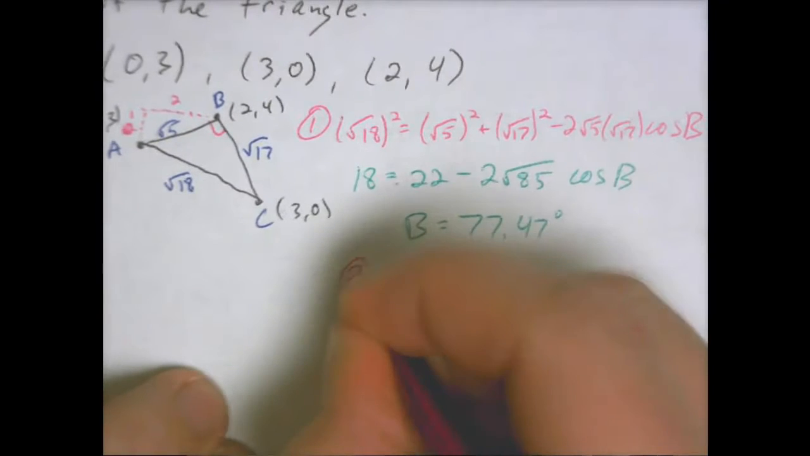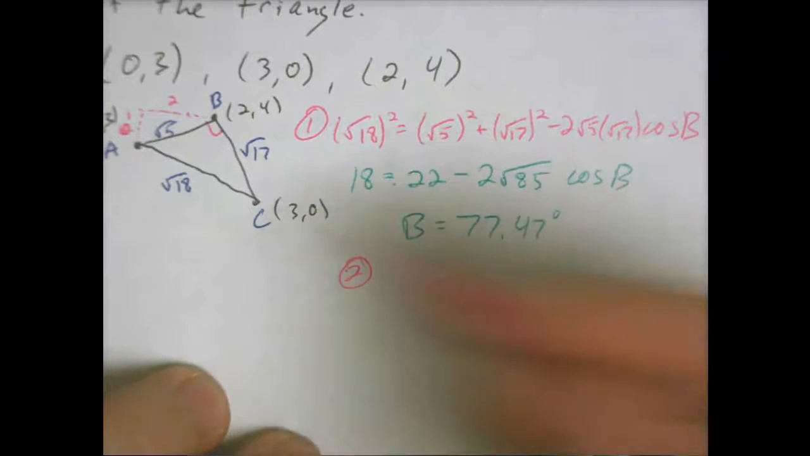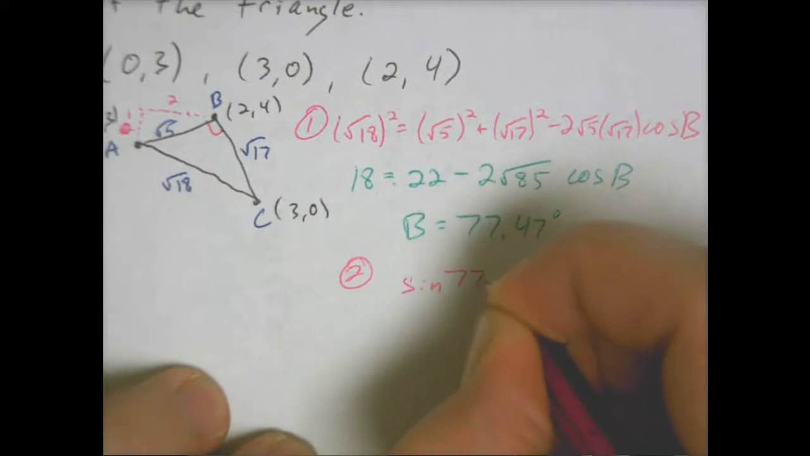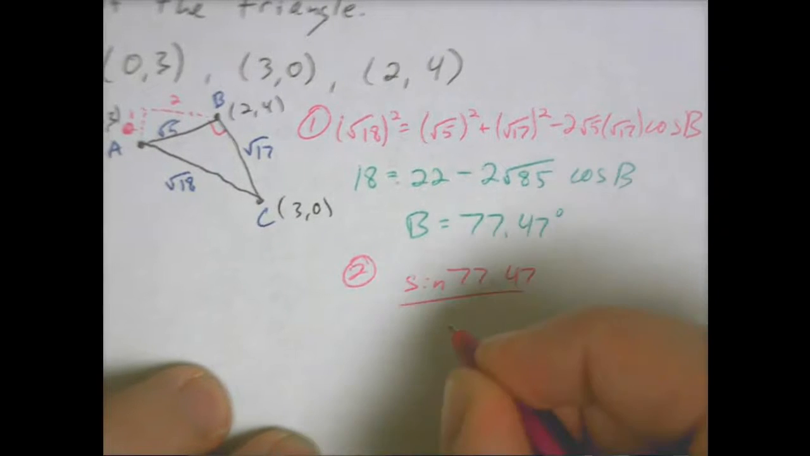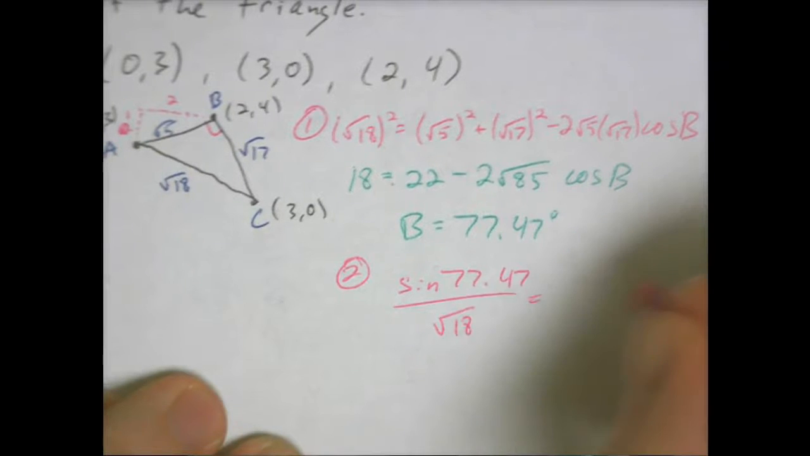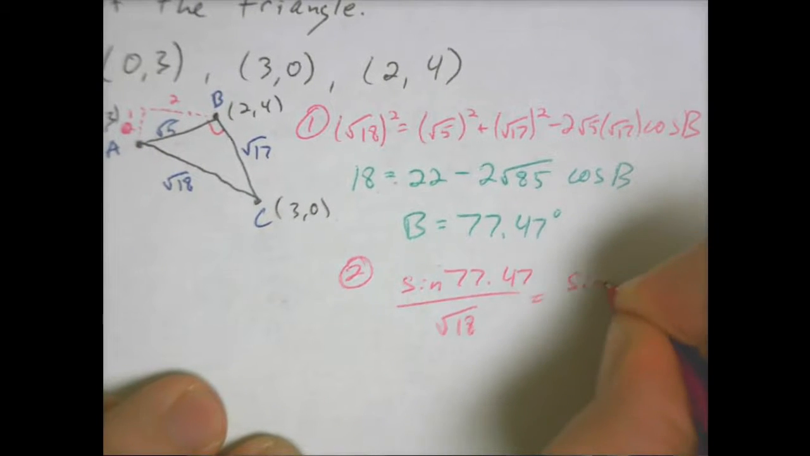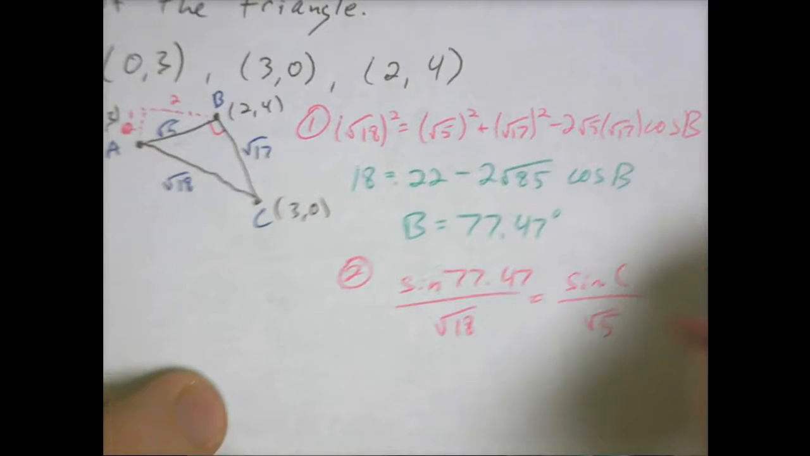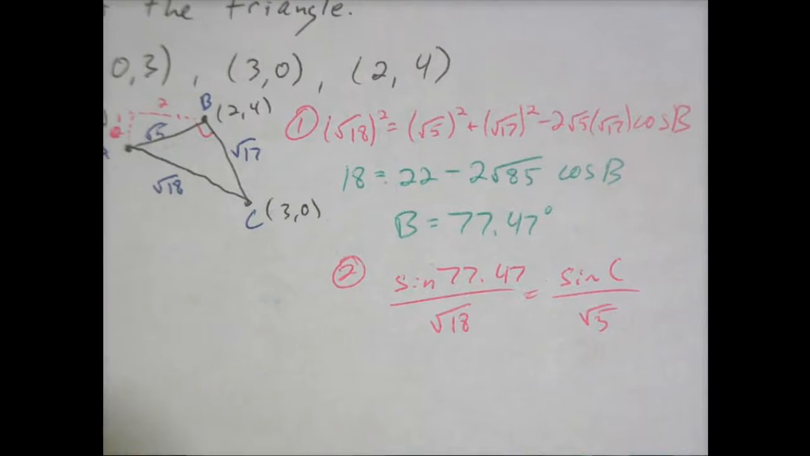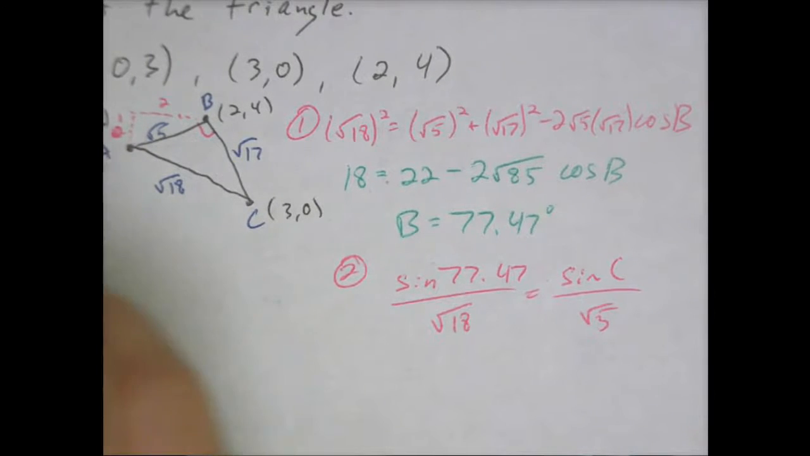Now my second step, say that I want to find angle C. Then I can say sine of B, which is 77.47, divided by what's across from it, root 18, equals sine of C across from root 5. Cross multiply, make sure you take sine inverse again. So square root 5 times sine of 77.47 divided by square root 18.